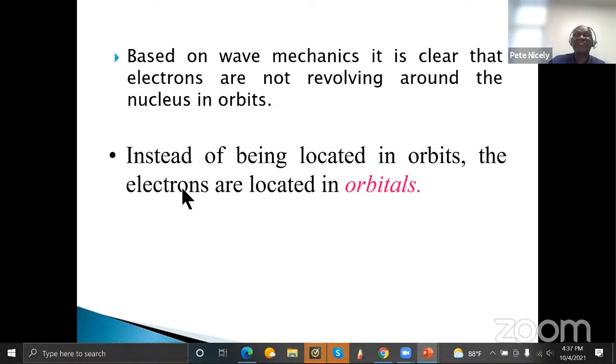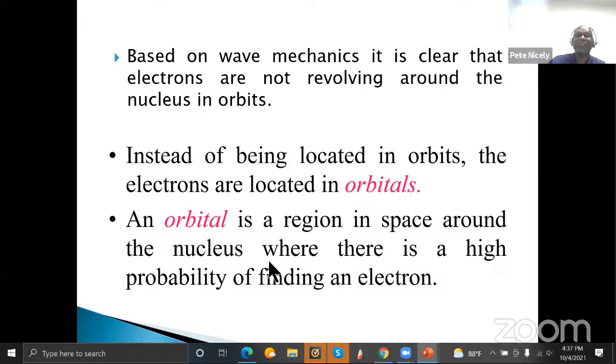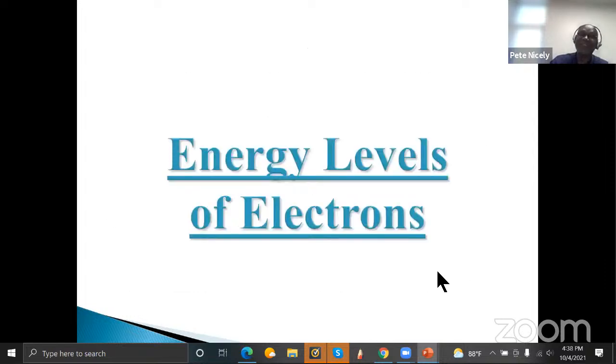Instead, they are located in what we call orbitals, which is a region in space around a nucleus where there's a high probability of finding an electron. Okay, so that's basically, as I said before, there's a lot more detail, a lot more math, especially advanced calculus, which is involved in all of this. But for our purposes, we don't have to go through all that. So that's why I'm just giving you an overview of how we arrive at our current understanding of how the electrons are arranged in an atom.